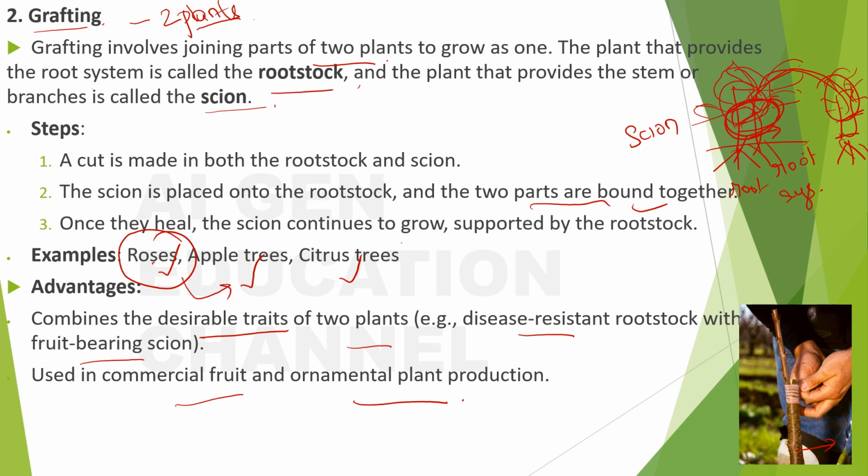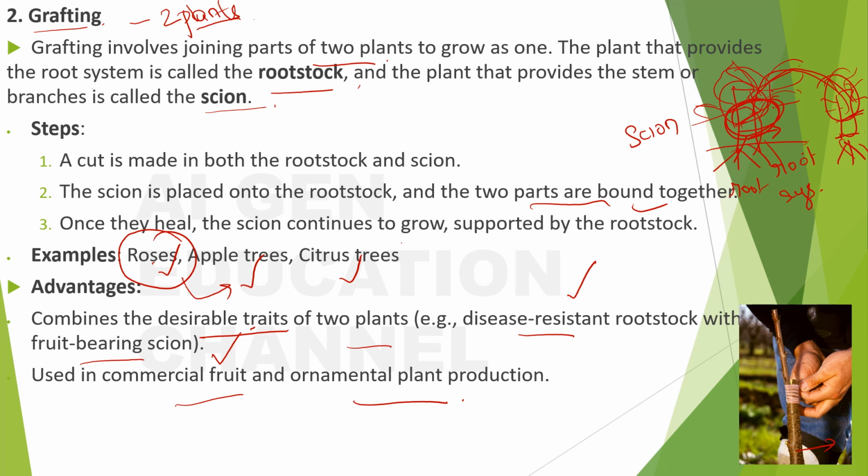So what are the advantages of it? As I have mentioned, if one plant is disease resistant, it is less prone to diseases, and if the other plant gives you nice fruits, and you can combine these two into a single plant, then you will get the desirable traits of the two plants. So you can have the disease resistant rootstock, and along with it you will have the fruit bearing capabilities in the same plant. To have the desirable traits of the two plants, you will use this technique called grafting, and this is used in commercial fruit and ornamental plant production.